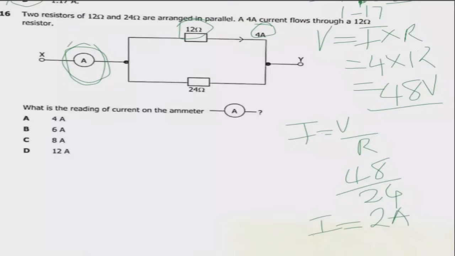Now, how do we find the reading on that ammeter? We are going to add the 2 amps plus the 4 amps. When we add that, 4 amps plus 2 amps gives us 6 amps. Therefore the correct answer is B.